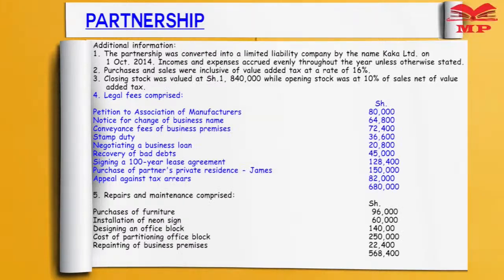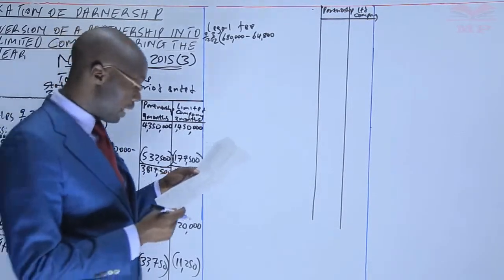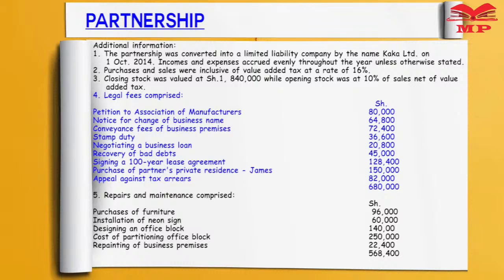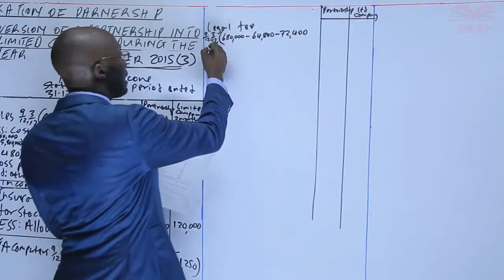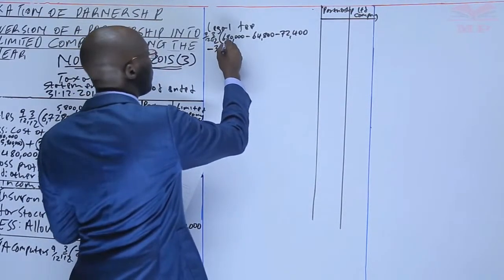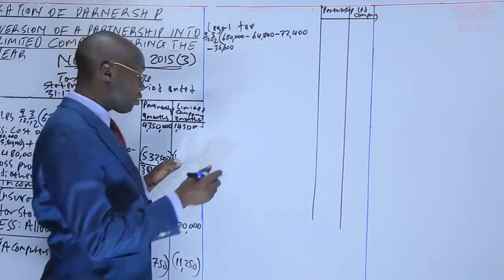Then we have the conveyance fee for business premises. We say the conveyance fee is the legal cost to transfer a fixed asset, and we don't usually allow it. So we minus 72,400. Again, stamp duty. Stamp duty is a form of tax. Taxes are usually not allowable. We said that. So we minus 36,600. The other one is negotiating a business loan. We had said legal cost relating to loans, bonds and debentures are not allowed. So this one is not. So 20,800.